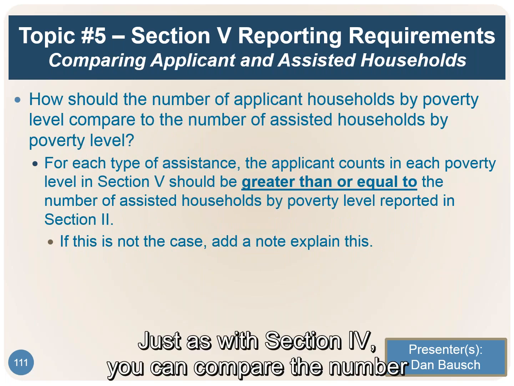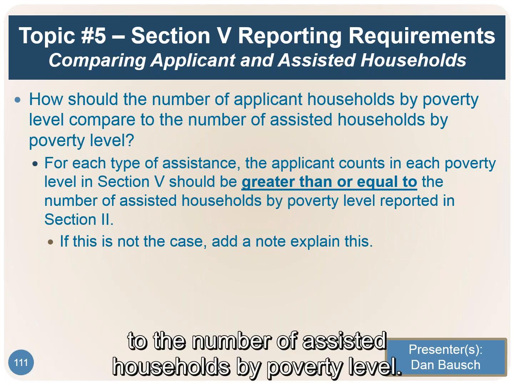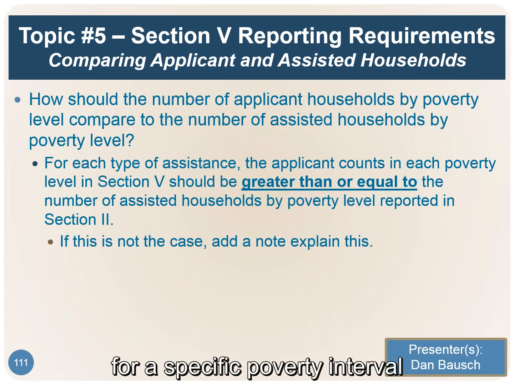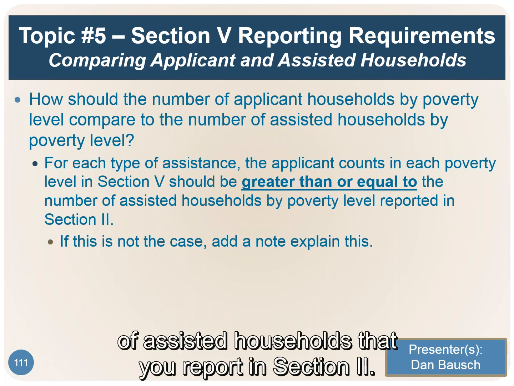Just as with Section 4, you can compare the number of applicant households by poverty level to the number of assisted households by poverty level. And you would expect that applicant households in Section 5 for a specific poverty interval would be at least equal to or greater than the number of assisted households that you report in Section 2.